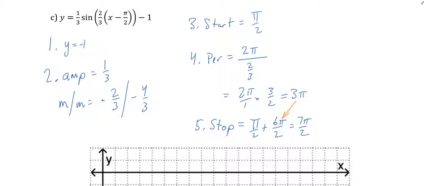Is everybody okay up to there? Critical points. X scale, sorry, I should say. X scale. Critical points are the period, not the stop, the period divided by 4. So that's just 3 pi over 4. And my phase shift is pi by 2.